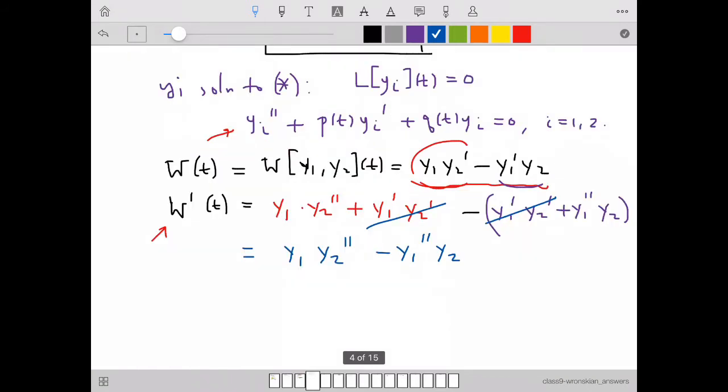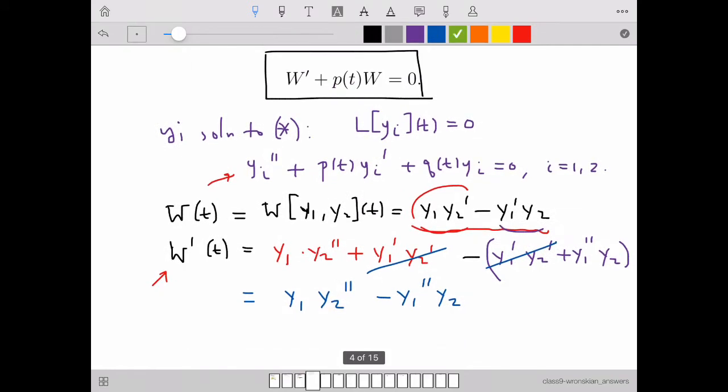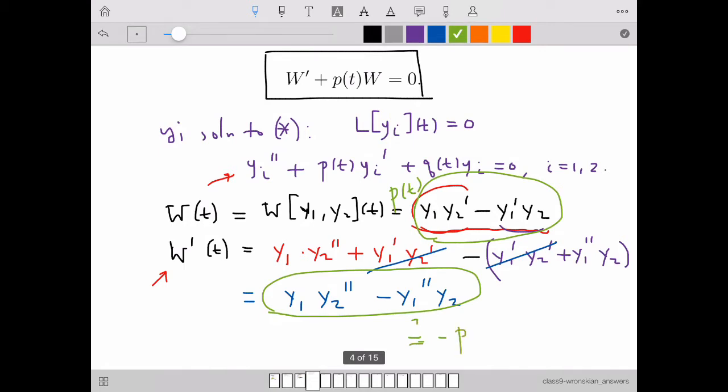Okay, so let's plug this into this equation: W prime plus P of t times W, and we will see that it equals 0. In other words, is W prime equal to minus P times W, that is, minus P times (y1 y2 prime minus y1 prime y2)? That's the question.